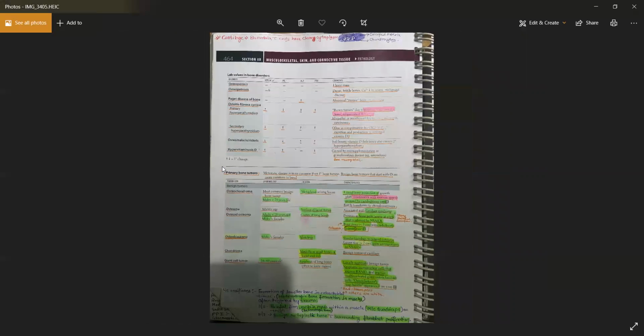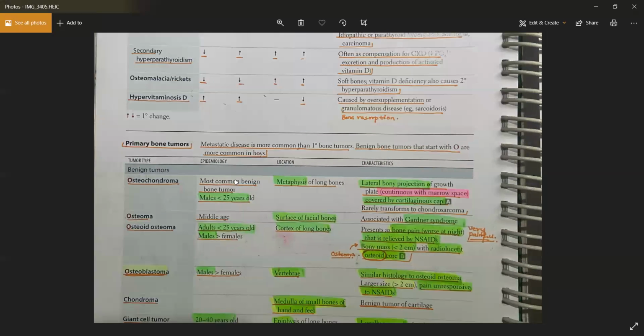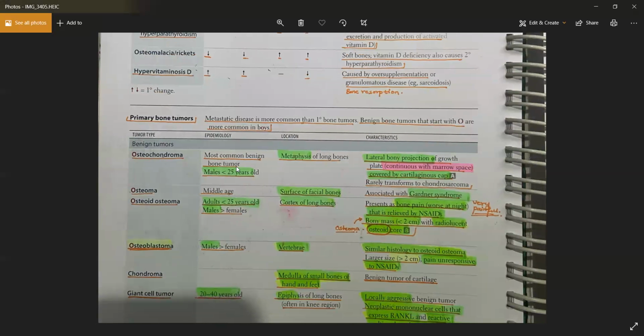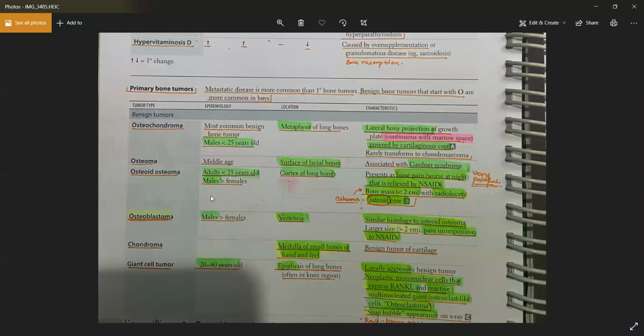Okay, then let's discuss the primary bone tumors. We already discussed the secondary bone tumors, if anyone remembers. The metastasis. Yeah, these are the secondary bone tumors, right? The primary bone tumors are the ones which originate within the bone itself, right? So let's discuss them.